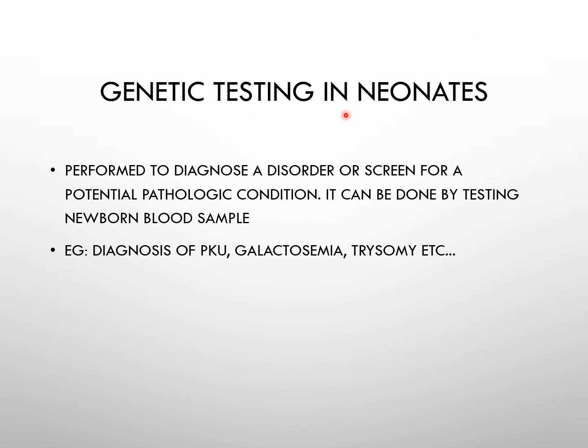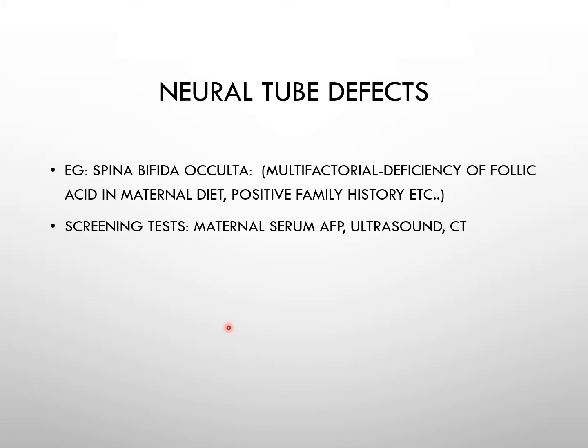Again, genetic testing in neonates is performed to diagnose a disorder or screen for a potential pathological condition. It can be done by testing a newborn blood sample, as we have already seen for the diagnosis of PKU, and also we can see galactosemia or trisomy. Also, neural tube defects are common in some children. For example, spina bifida occulta is multifactorial, with deficiency of folic acid in maternal diet, positive family history, etc. In those cases, we can do screening tests by maternal serum alpha fetoprotein or ultrasound or by CT scan.